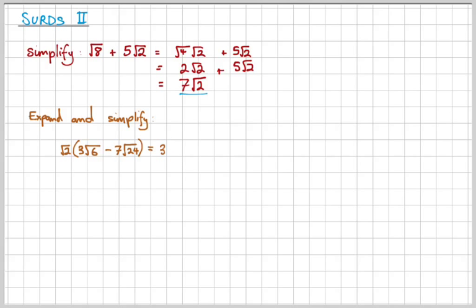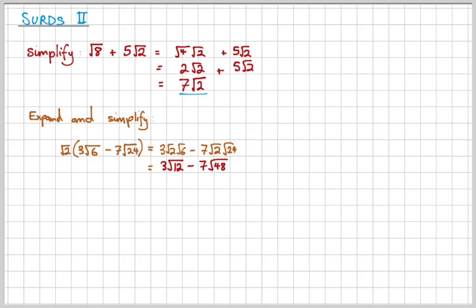Now we're back. So, expand. We can times root 2 by the first term, giving us 3 times root 2 times root 6, and times root 2 by the second term, minus 7 root 2 times root 24. Now when we times surds together, we just times them together. So this ends up being 3 root 12 minus 7 root 48. Now we can't add these surds together because they're not the same, but we can simplify each term separately and see what happens.